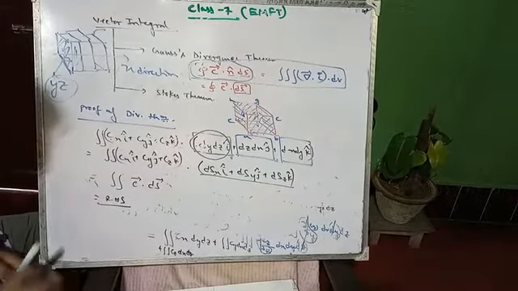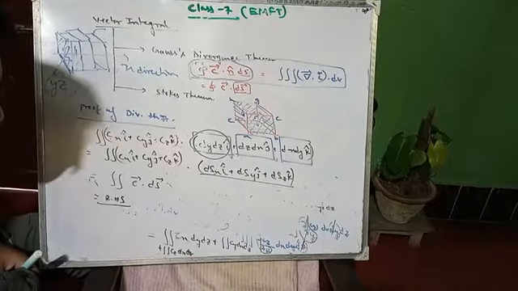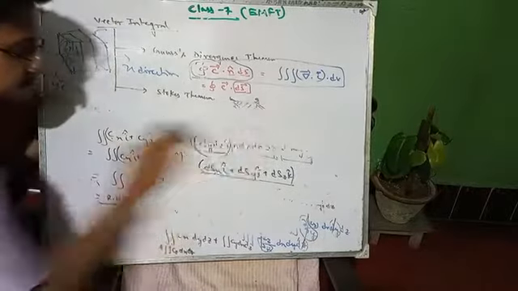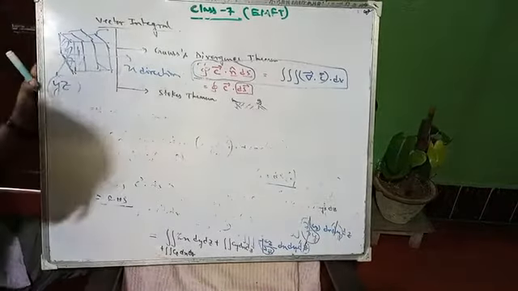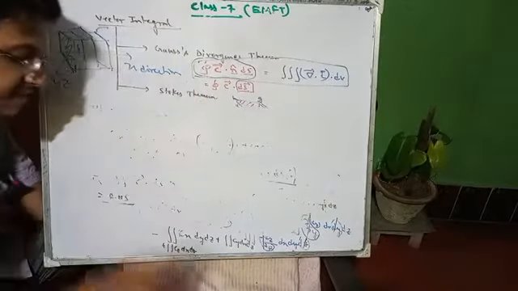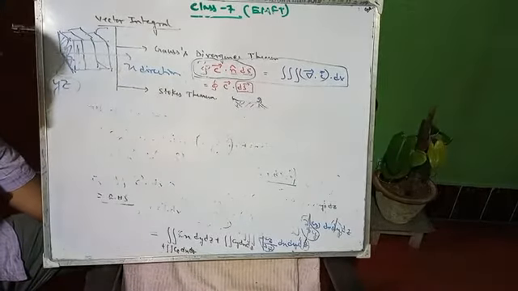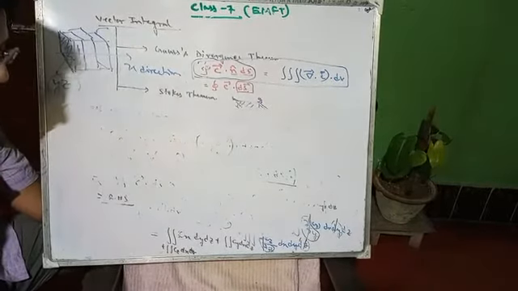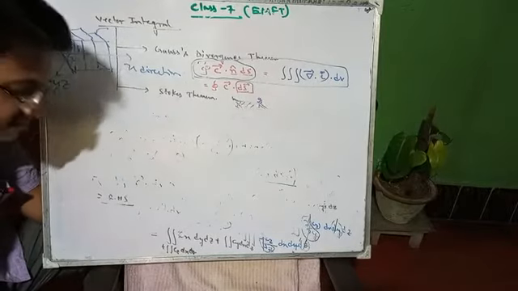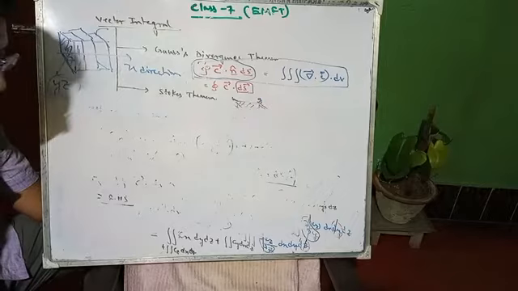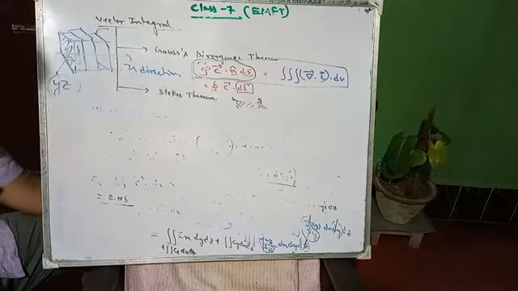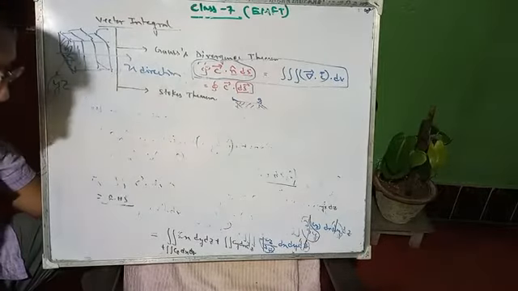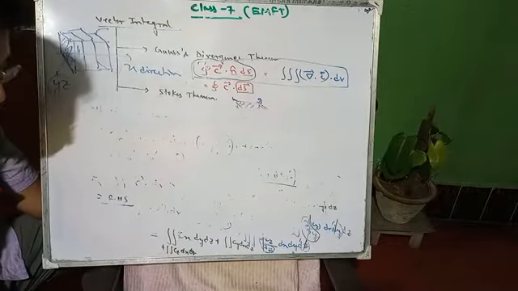Now I will move to the Stokes theorem. It is very important, so please write down the Stokes theorem. Stokes theorem states that the line integral of the tangential component of an arbitrary vector field around a closed loop is equal to the surface integral of the normal component of the curl of that vector.